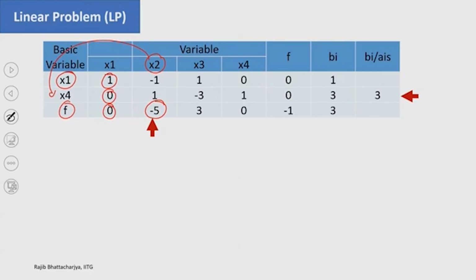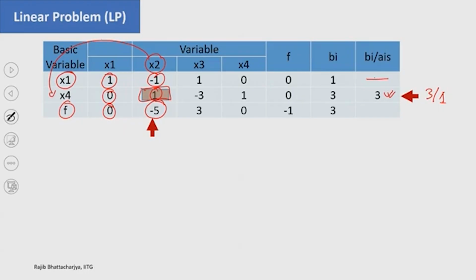Here the coefficient of x2 in the first equation is negative, so we will not calculate that one, because if we consider it, that would actually give an unbounded solution anyway. Only the coefficient of x2 in the second equation is 1. If I calculate the ratio, that is 3 by 1, so it is 3. We have only one value, so we will consider this particular element as the pivoting element.